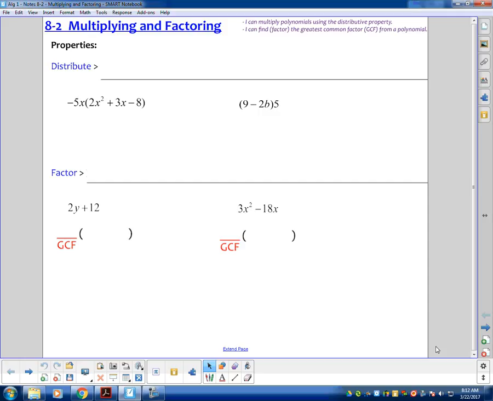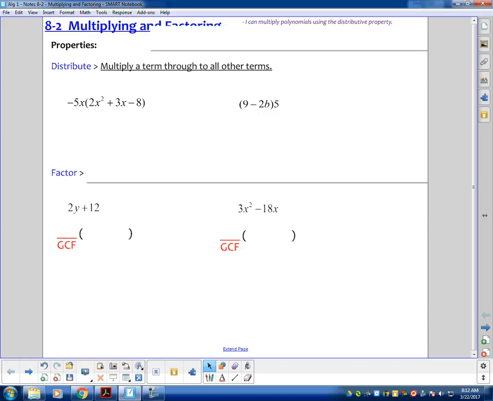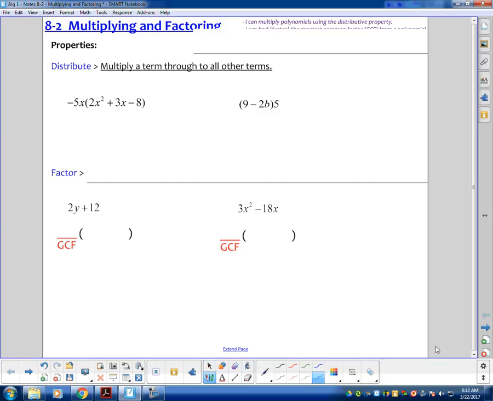So here's what it means to distribute. It means to multiply a term through to all the others. For example, I have a term here, negative 5x. All the others are in parentheses here. And so I'm going to multiply negative 5x times 2x squared. And I'm going to multiply negative 5x times 3x.